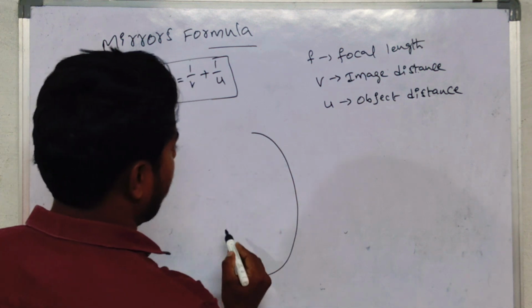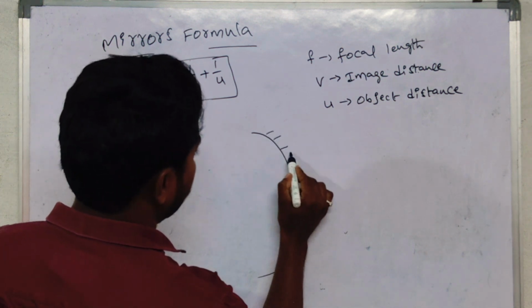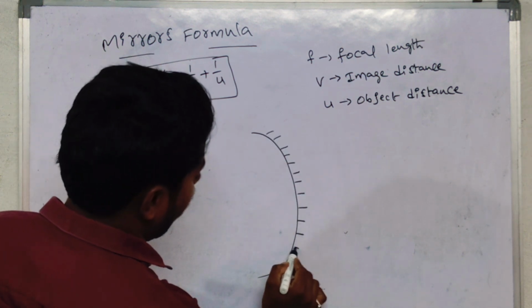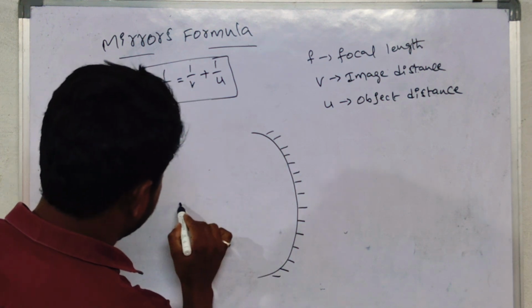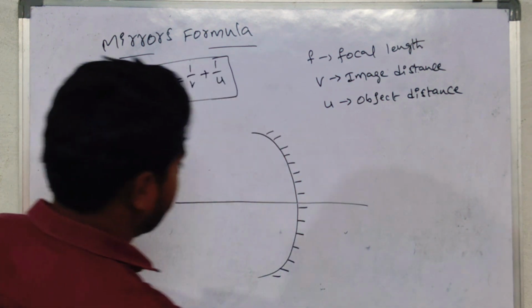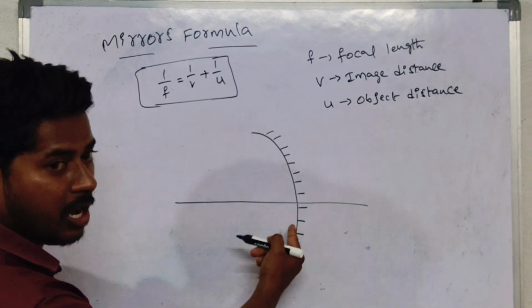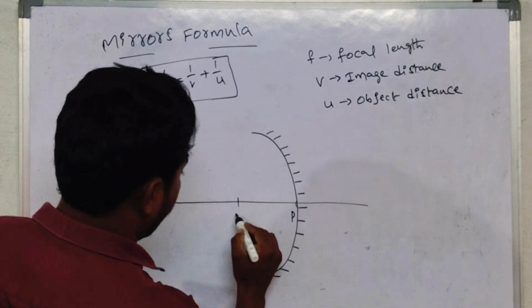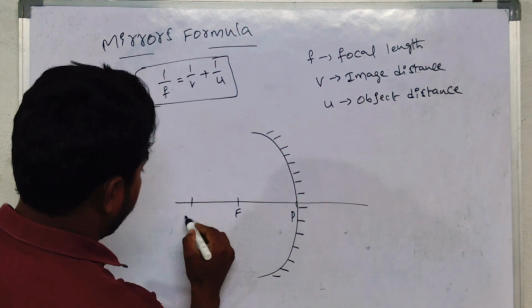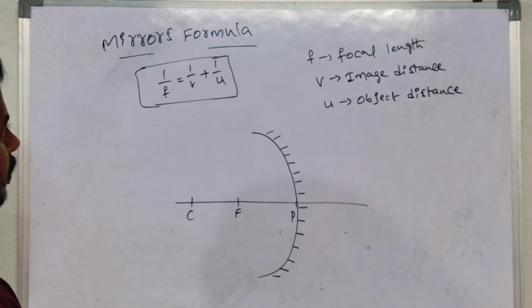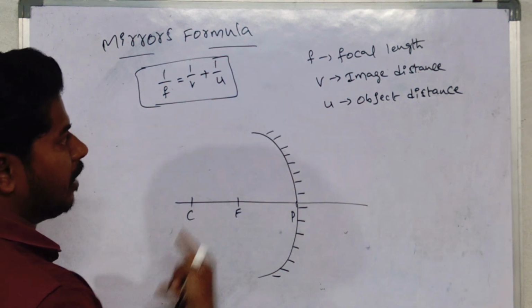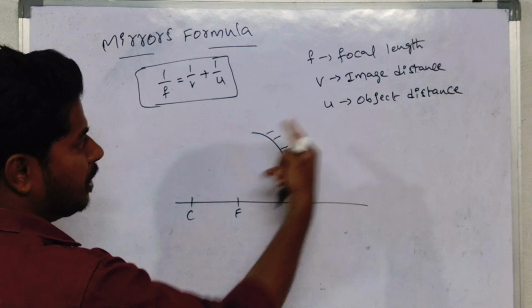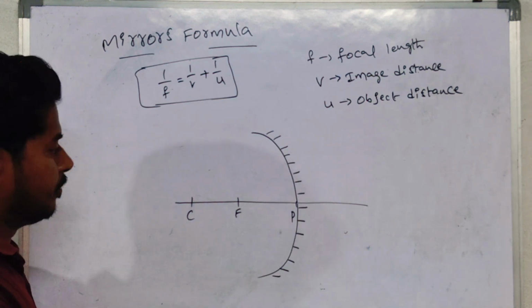So let me draw the concave mirror. A concave mirror has a curved inward reflecting surface, so oblique lines are drawn outside of the mirror. This is the principal axis, which passes through the center of the mirror. This is the pole, focus, and center of curvature. Let me represent the focal length, image distance, and object distance in the diagram.